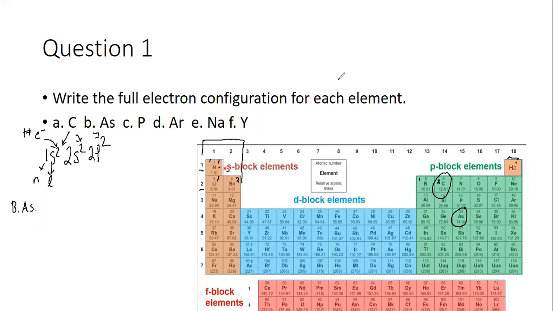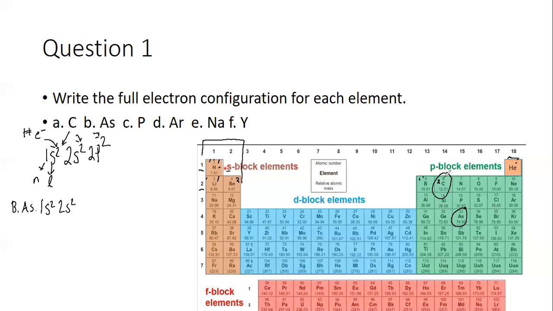So As is element 33. And I'm going to do the same thing. Start at hydrogen and work your way over to element 33. So hydrogen's 1s1, helium's 1s2. I'm about to leave the 1s block. I'm not there yet, so I write that down, 1s2. Move over to lithium, 2s1. Beryllium, 2s2. I'm about to leave the s block again, and I'm not to As, so I write that down, 2s2.